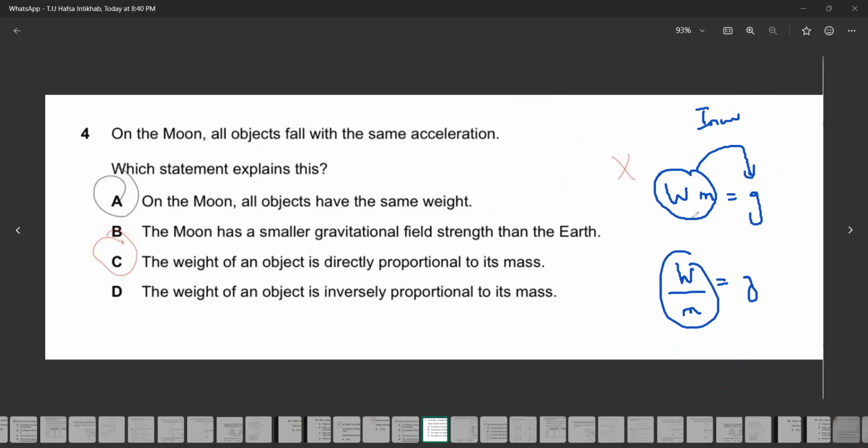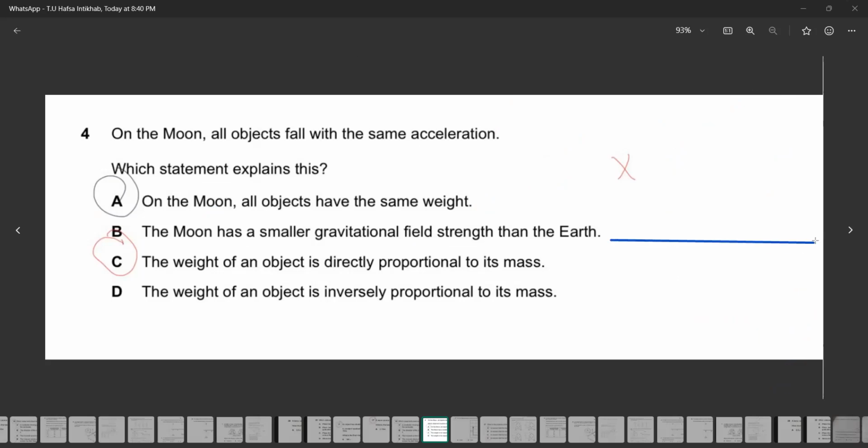So the idea is that when we divide the weight by the mass of an object, we always get a constant answer, and that constant answer is the value of gravity, also known as acceleration due to gravity. Because when objects accelerate without air resistance, they always have constant acceleration.